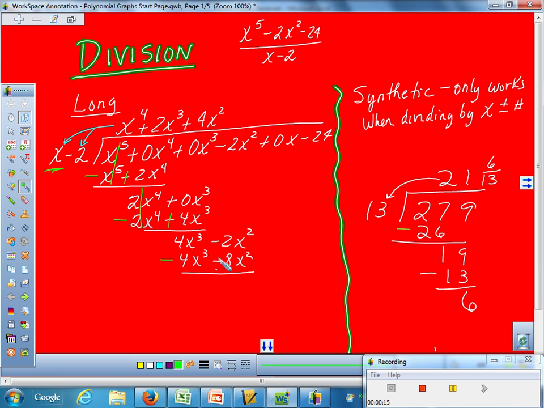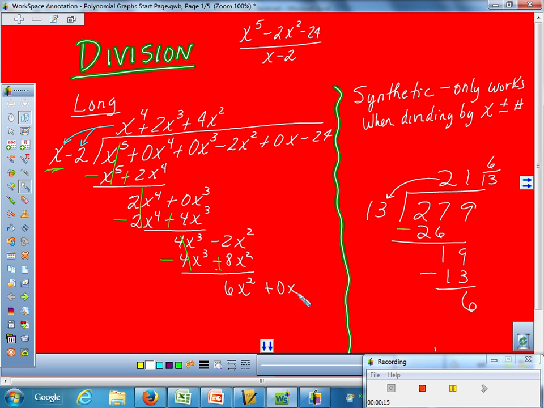Change your signs again. The 4x cubes are gone. And you're down to 6x squared. Am I done yet? I got to drop the 0x. Last block they would say, well, why can't we just skip the 0x? It won't come out right if you do. So, what times x makes 6x squared?